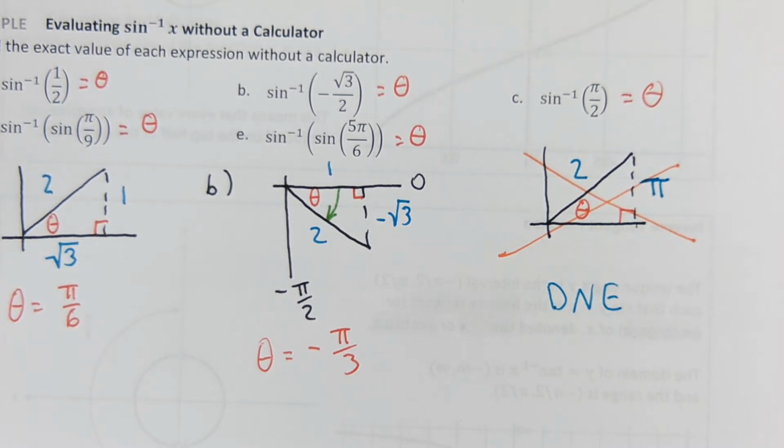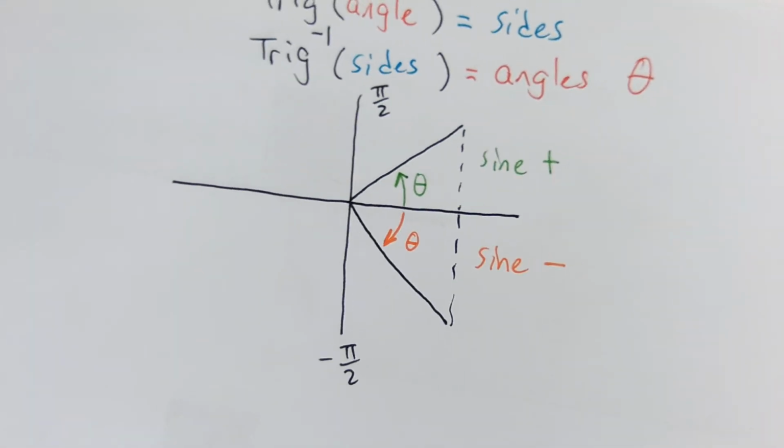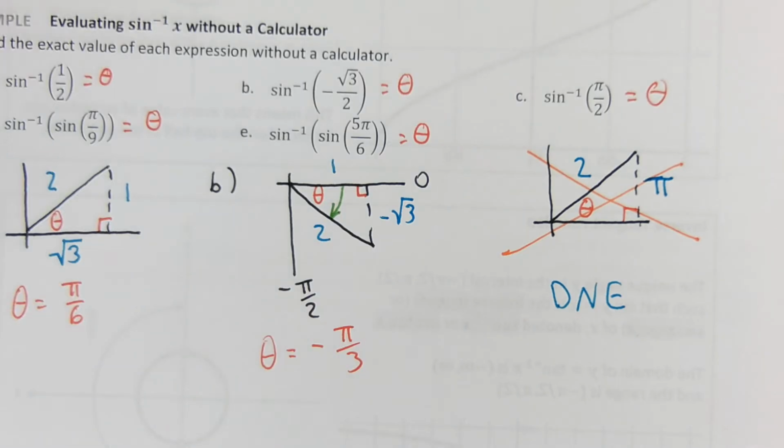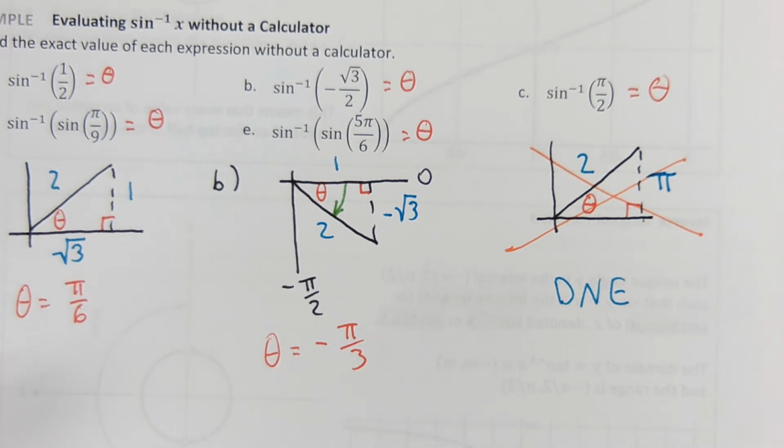But Mr. M, I thought pi over 2 was 90 degrees. Okay, pi over 2 radians is 90 degrees. But remember, the input for trig inverse is side lengths. Does it look like it's radians? It does. But as long as we understood that those had to be side lengths, we just built a triangle that simply can't exist. So we say D and E for does not exist.